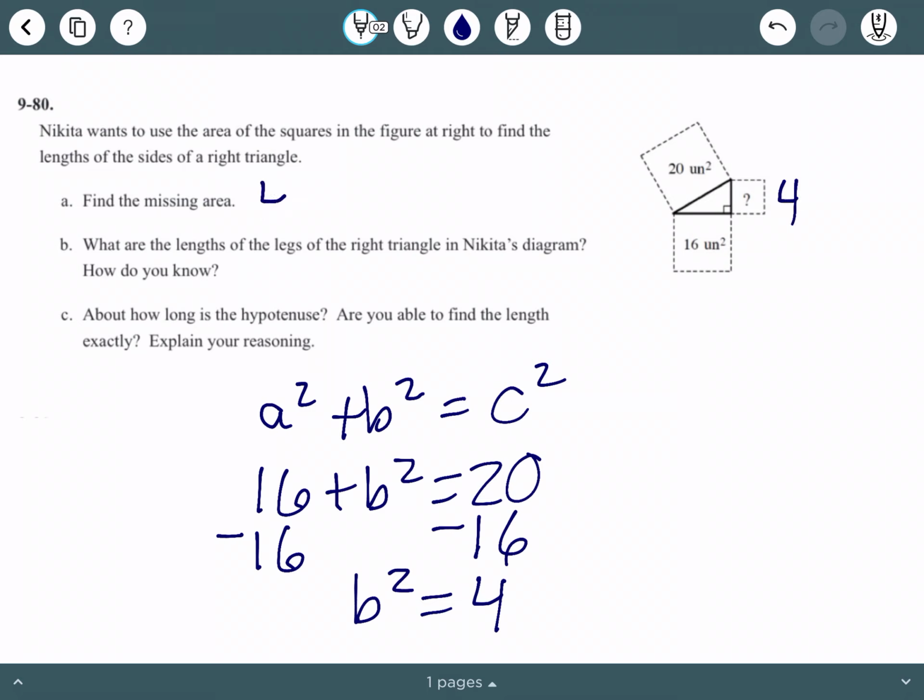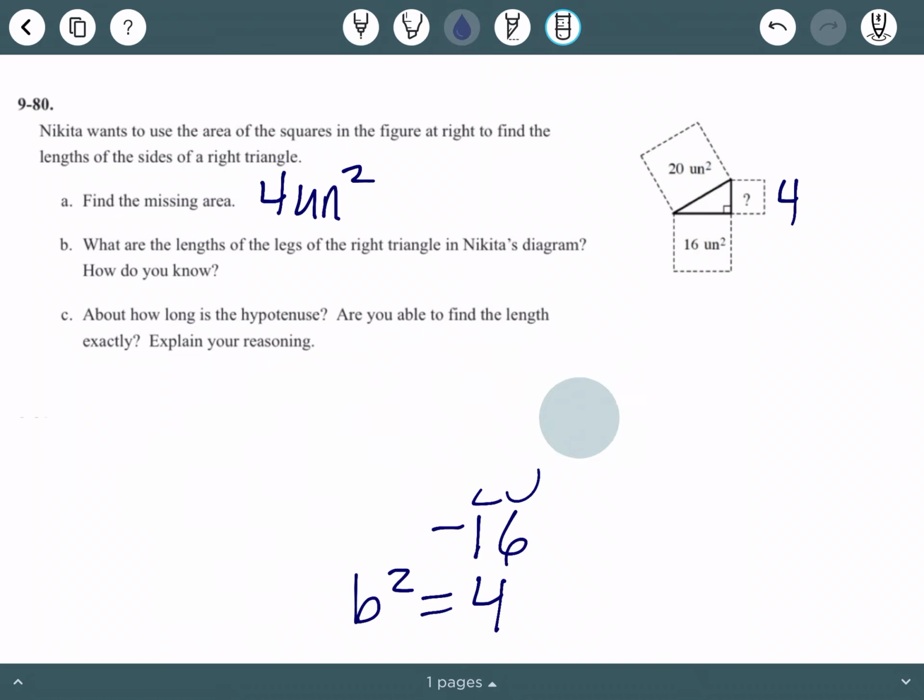We're going to say 4 units squared since it is talking about area. Area is always squared. All right, the next part B, what are the lengths of the legs of the right triangle in Nikita's diagram, and how do you know?